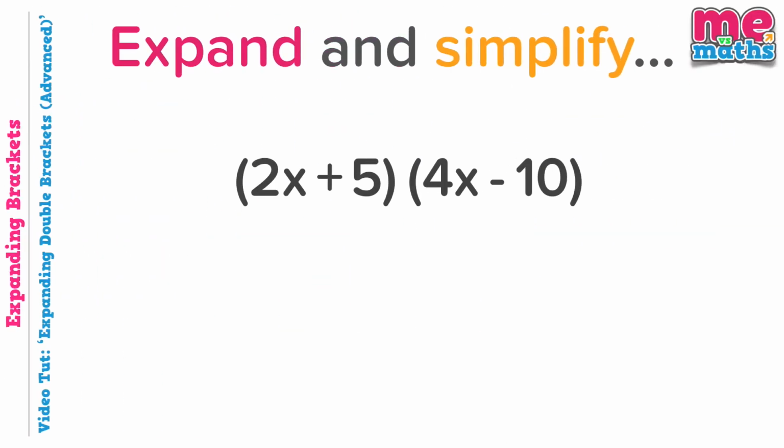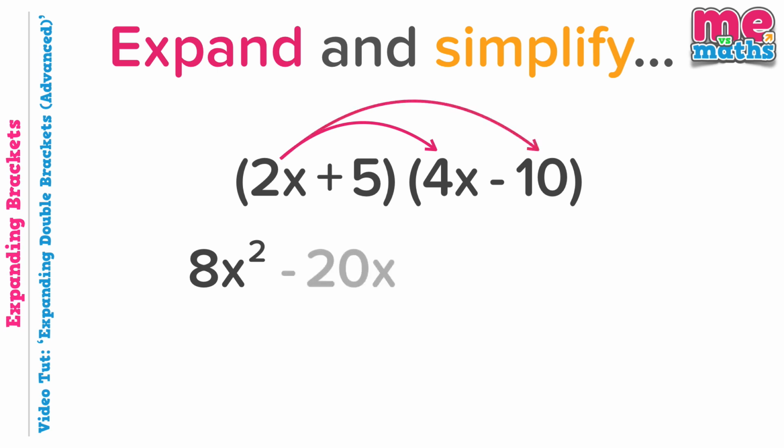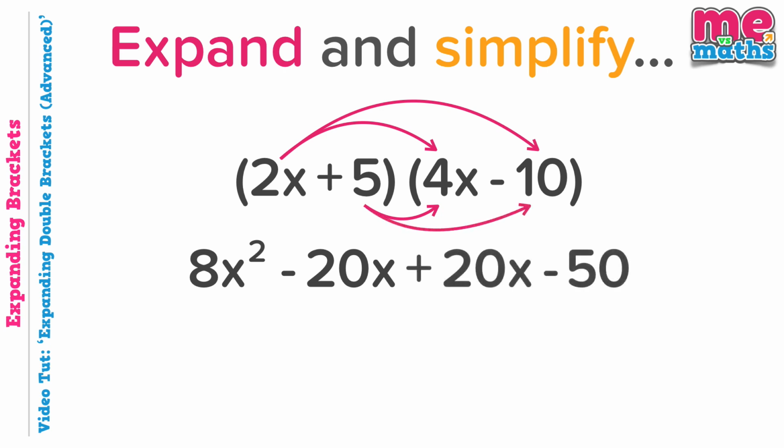No surprises at all in our question, so starting then with 2x times 4x, 2 times 4 is 8, and x times x is x squared, so 8x squared. We'll do the next few parts a bit quicker. 2x times minus 10 is minus 20x. Plus 5, positive 5 times positive 4x will give plus 20x. And plus 5 times minus 10 will give minus 50.